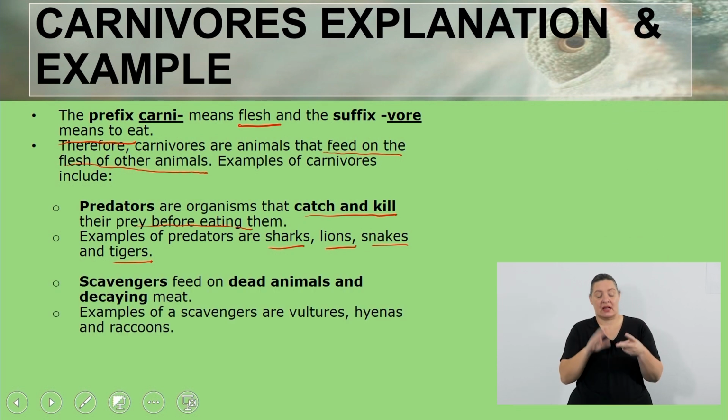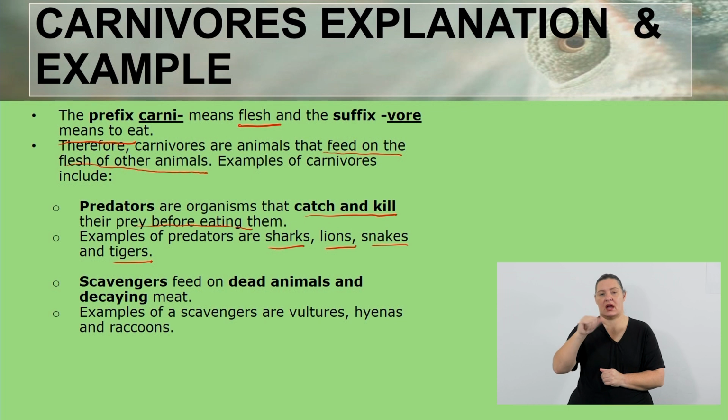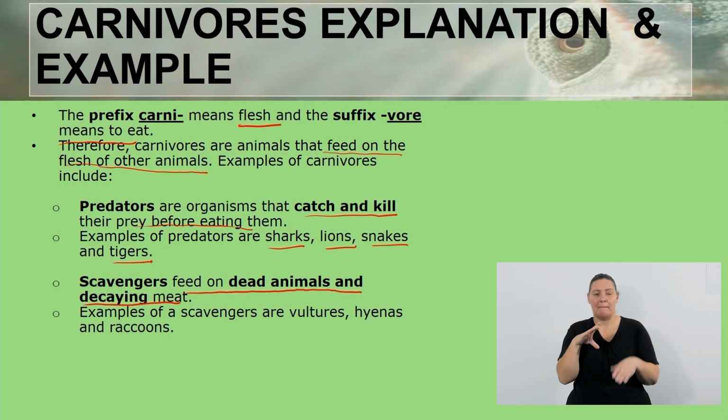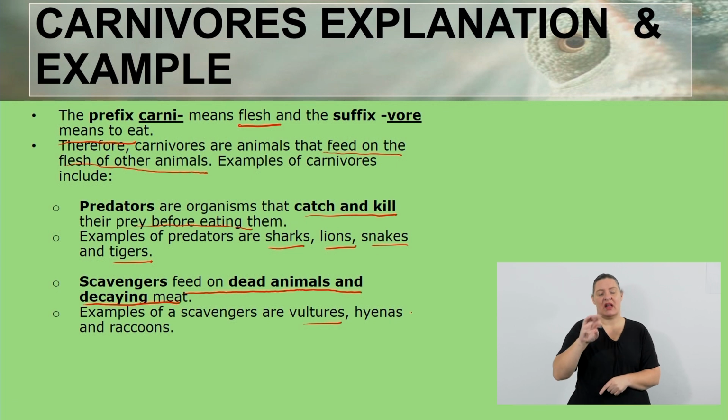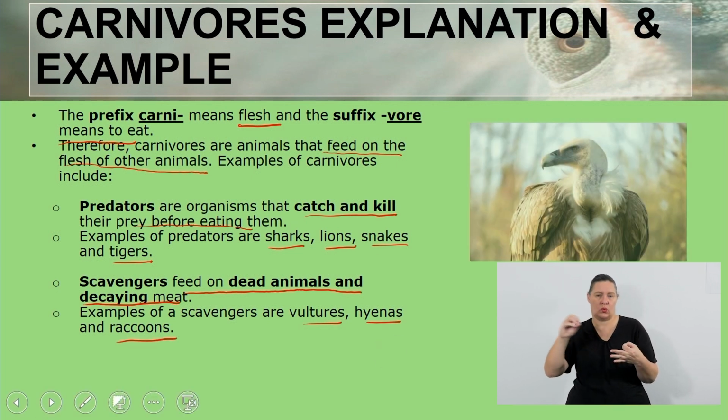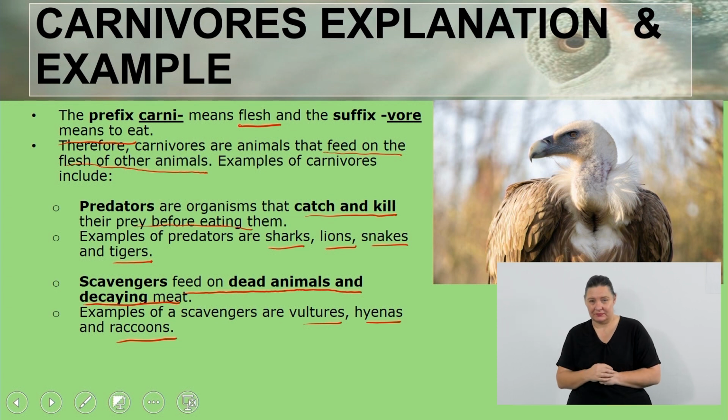Then our second type of carnivore is scavengers. Scavengers feed on dead animals and decaying meat. So the examples of scavengers that we have are vultures, hyenas, and raccoons. So here is a nice example of a scavenger, which is a vulture.